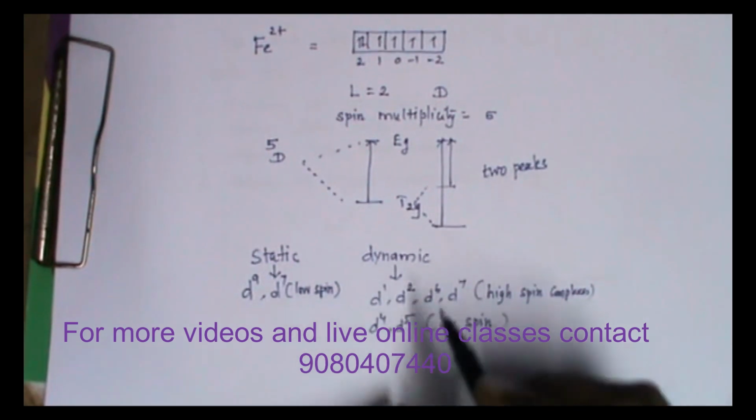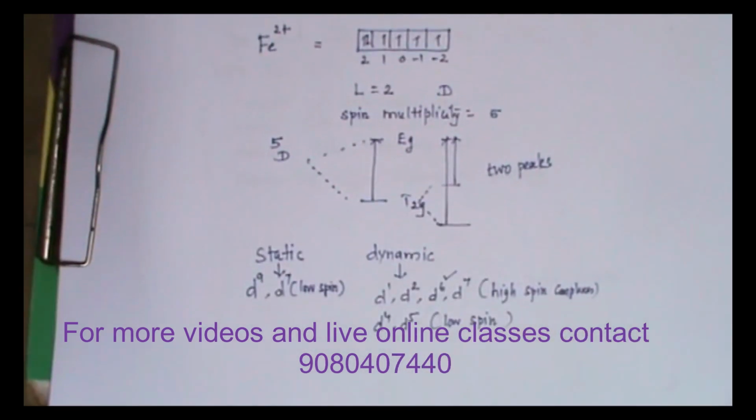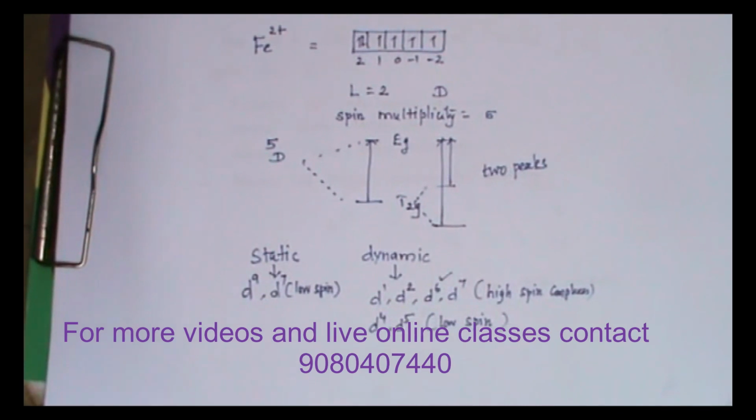In our case, we have a d6 system. It is high spin. Since the t2g orbitals are not symmetrically filled, the Jahn Teller effect will be minimum. You will not be able to measure the elongation or contraction of the z-axis. So the correct answer is dynamic Jahn Teller distortion.